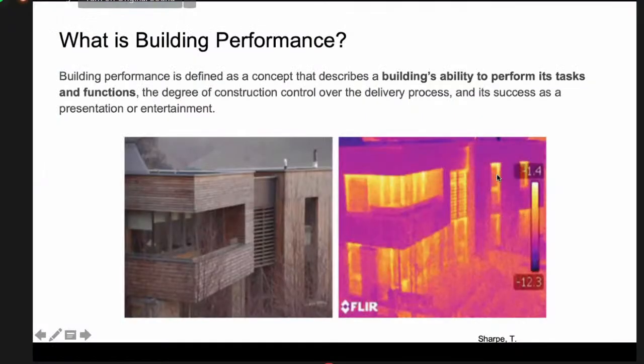Talking about building performance, what is it actually? We can say that building performance can be defined as a concept that describes the building's ability to perform its tasks and functions. The tasks and functions could be very specific. It really depends on the building that is designed. It can also be defined as the degree of construction control over the delivery process, or maybe the success of the design as a presentation or entertainment. So it really depends on your design goal.